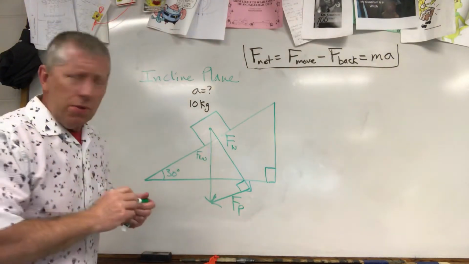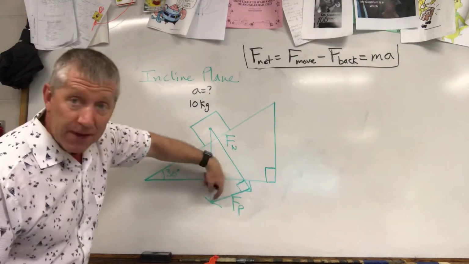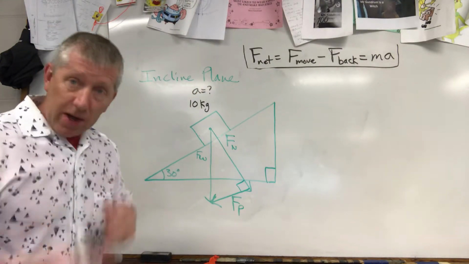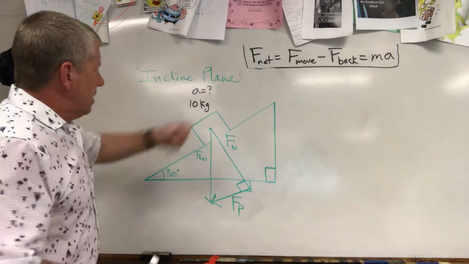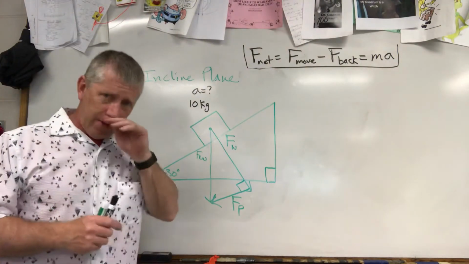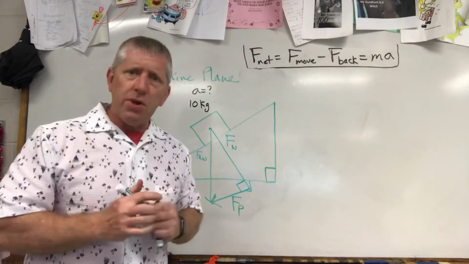Okay, so back to the problem. What are we trying to do? We're trying to solve for this acceleration down the inclined plane. So we're trying to figure out how fast the Fp, that's down the inclined plane, will make this 10-kilogram box take off. All right, let's put something else in here. Let's say there is a little bit of friction.